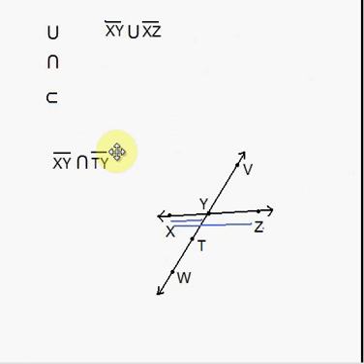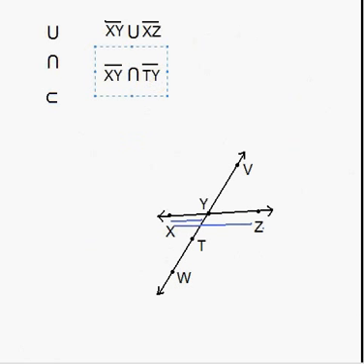Now let me grab this one. The intersection of line segment XY and TY, that's this right here. The intersection of that would just be point Y.